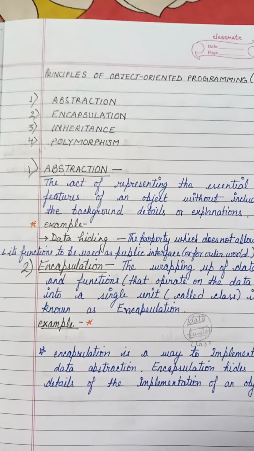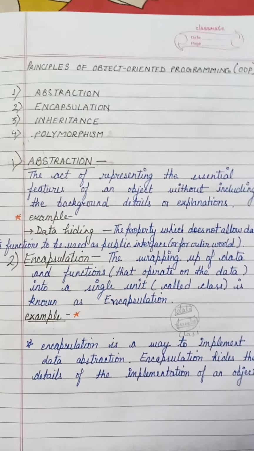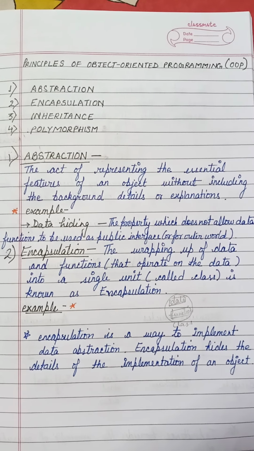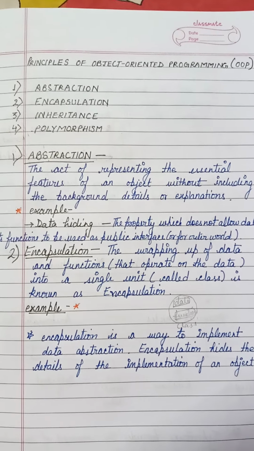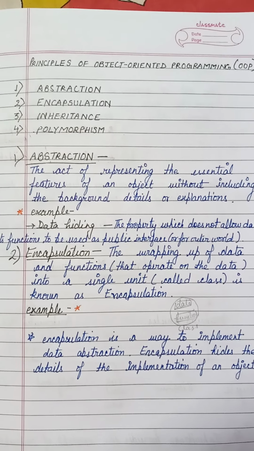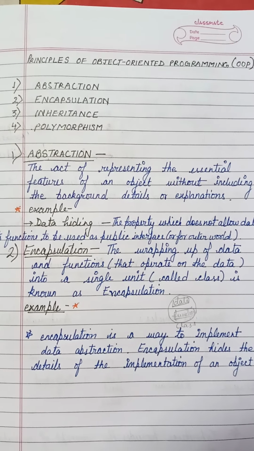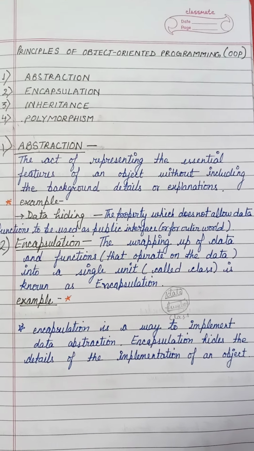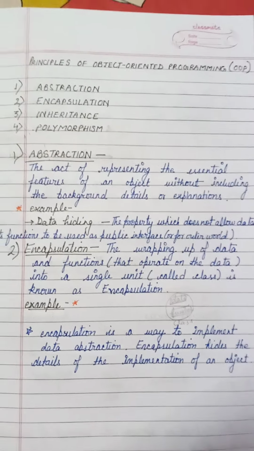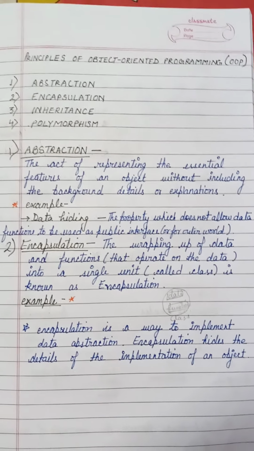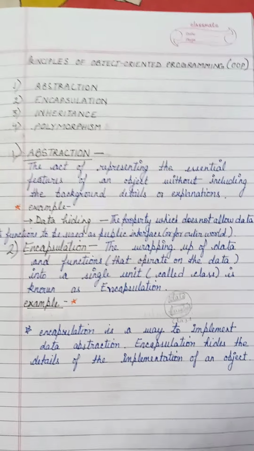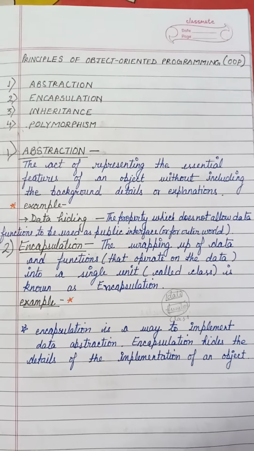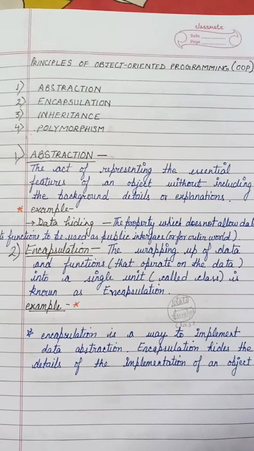This is abstraction, where you only know the essential things, whatever is important for you to drive a car. You know those essential things to drive a car without including the background details or the explanations behind that. So this is an example of abstraction. I'm just relating the term to a real life example.